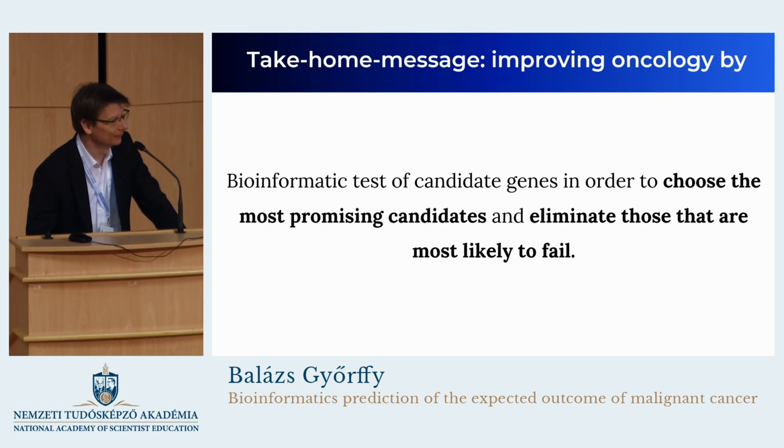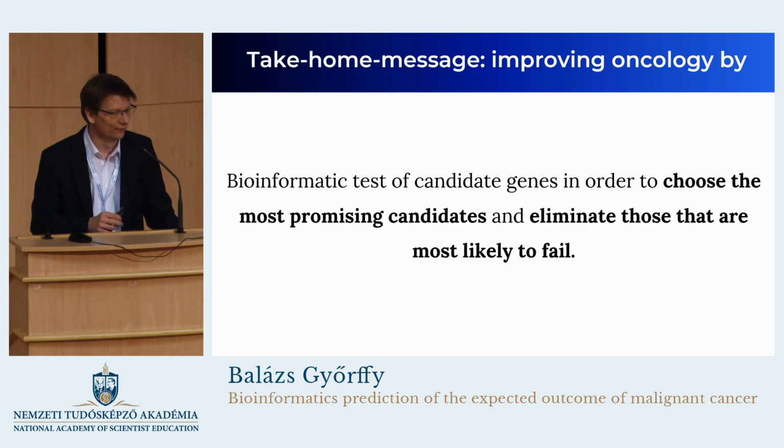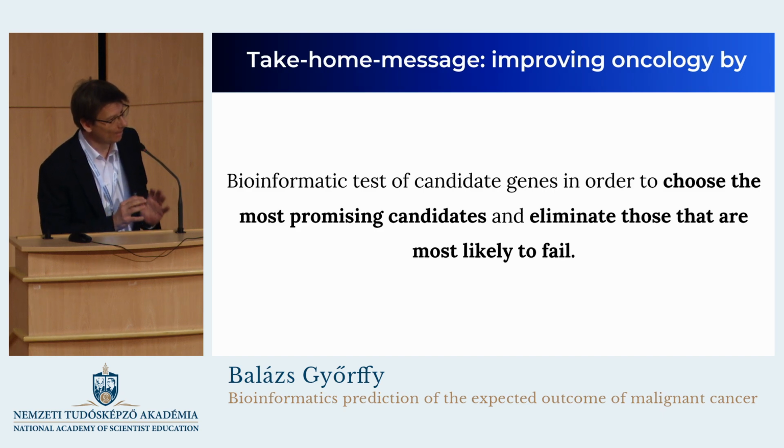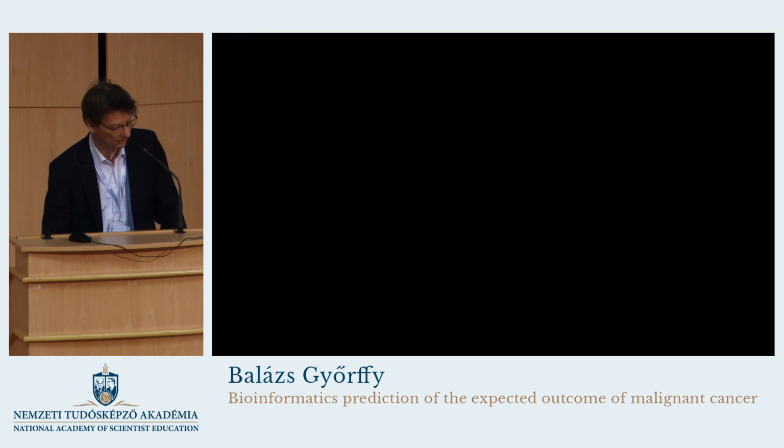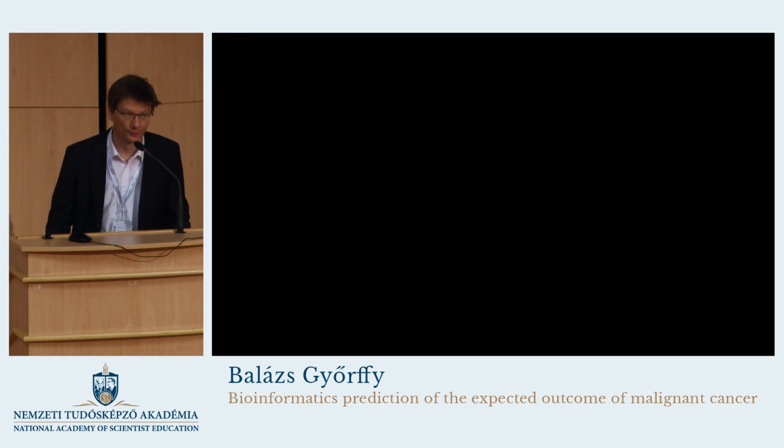So at the end, let me give you a very short summary of what our work is about. We develop software to improve oncology. And how do we improve? We make a bioinformatic test of all genes which are available. And our goal is to choose the ones which are promising candidates as biomarkers or as drug targets. At the same time, we want to eliminate those markers or genes which are most likely to fail and are, of course, not reliable for patient treatment as well. So with this, I'd like to conclude, and thank you for your attention.